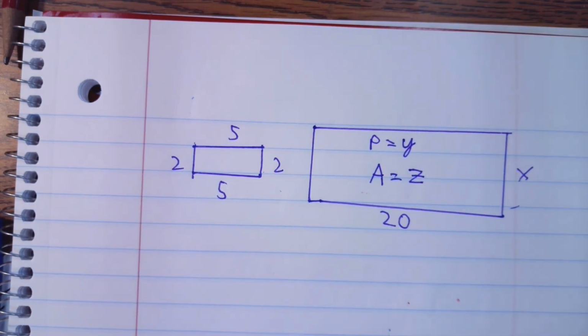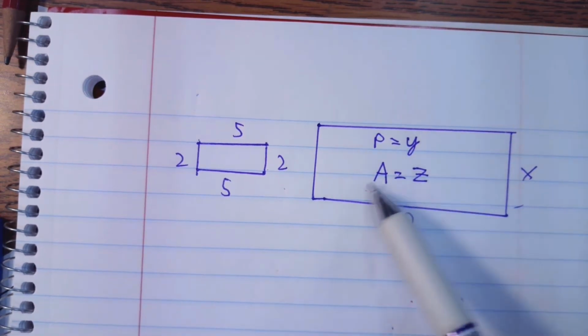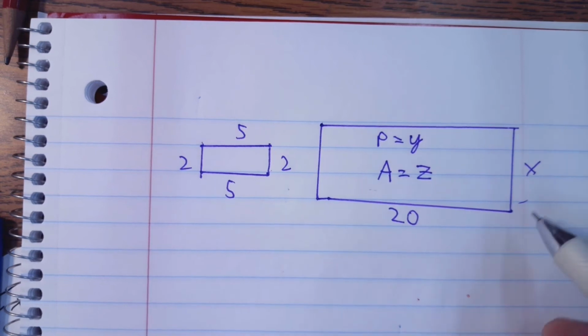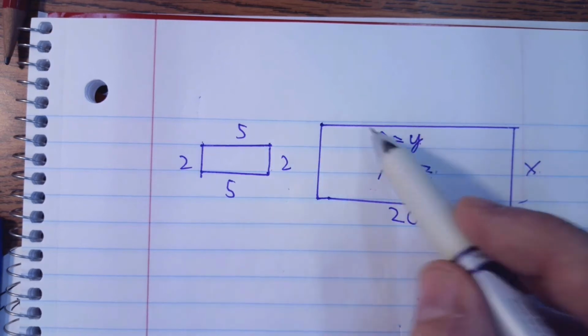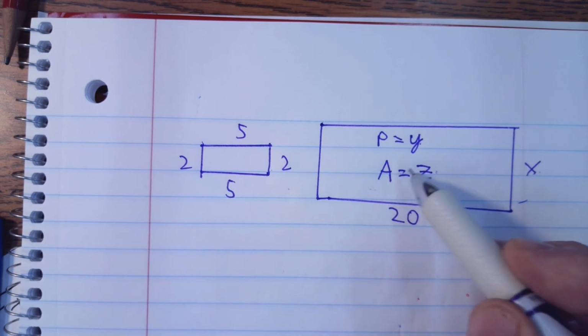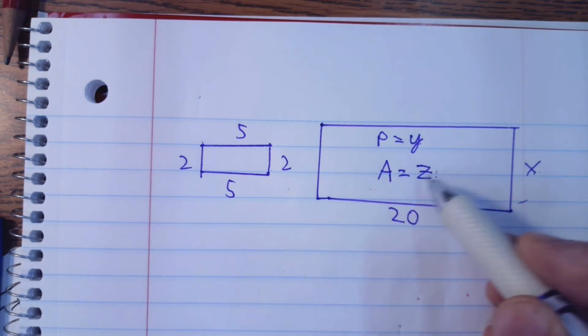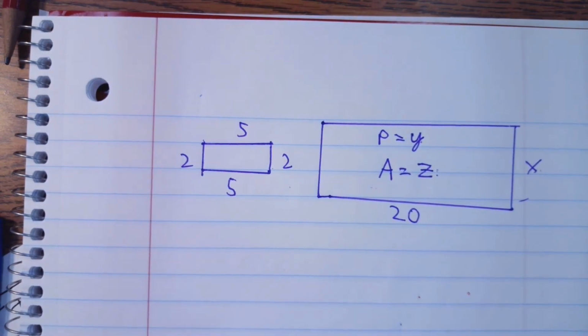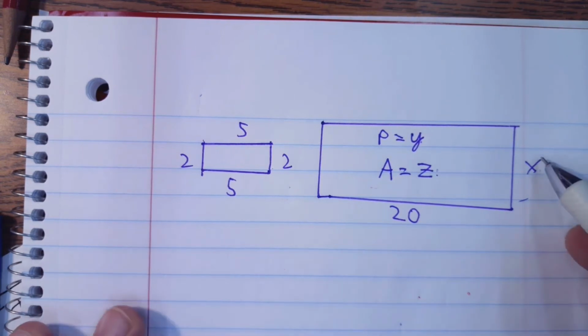Okay, as we're getting to this, there's several things we can tell from this shape. I have a few variables here that I need to figure out: x, y, and z. So x is just this side. Y would be the perimeter of this bigger shape. Z is going to be the area of this bigger shape. Okay, so we're going to start with the side.